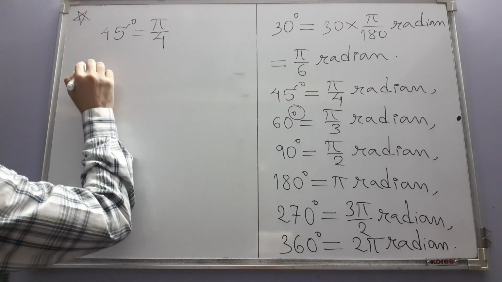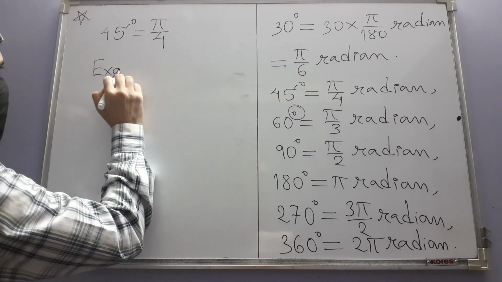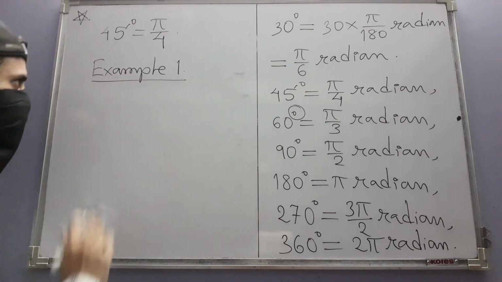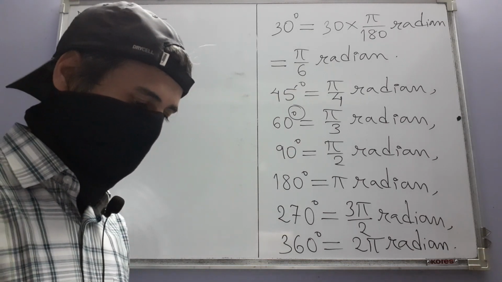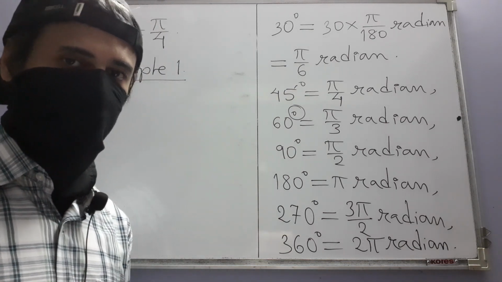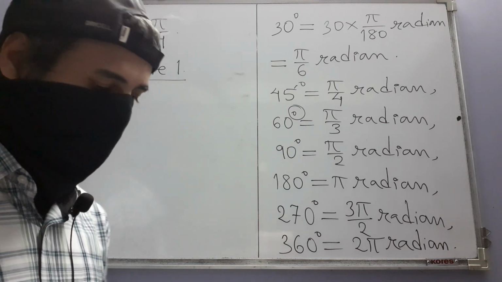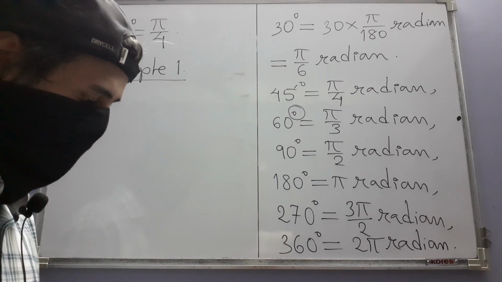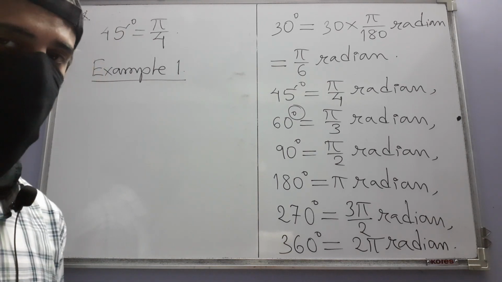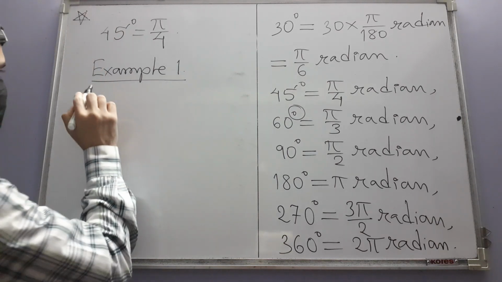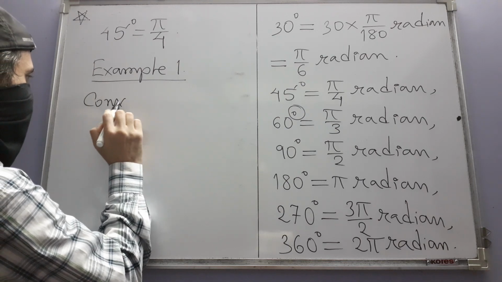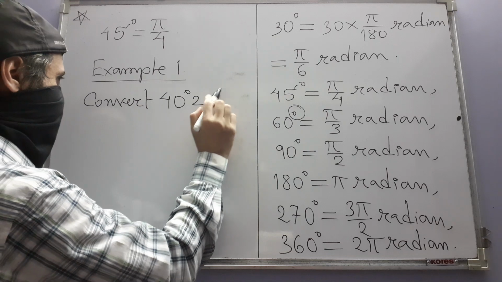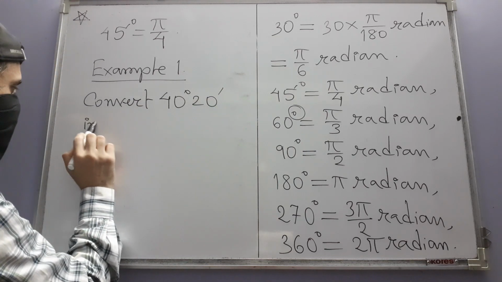Example 1. So the first two examples are going to ask us to simply convert an angle from one unit into the other. For example, this one: convert 40 degree 20 minute into radian.